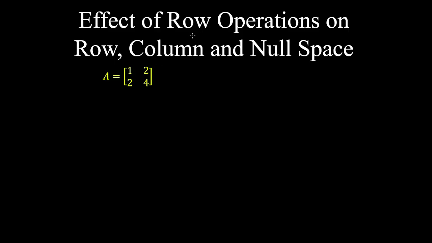We're going to show that elementary row operations do not change the row space and null space of a matrix, but they alter the column space. So given a simple example, if we reduce this to row echelon form by row reduction, we subtract 2 by the first row from the second row. So we have 1, 2, and 0, 0.